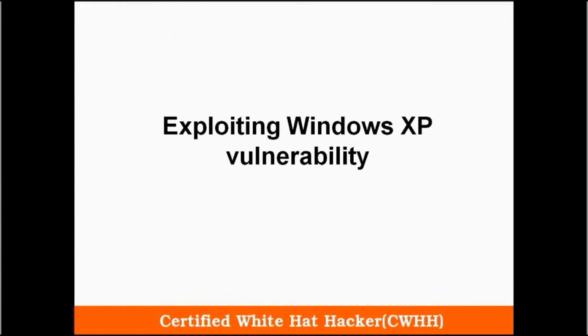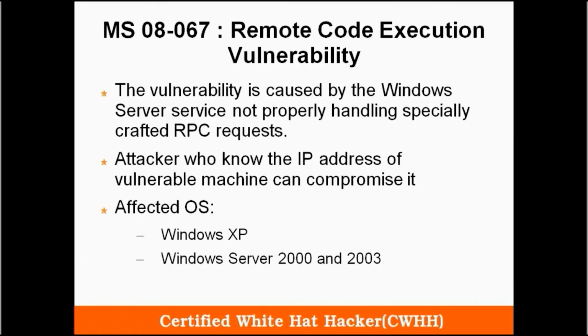So let's see how to exploit a Windows XP vulnerability. So we'll be looking at the MS08-067 remote code execution vulnerability in Windows XP, and the vulnerability is caused due to the Windows server service not properly handling crafted RPC requests. And for this exploit to work, you need to know the IP address of the vulnerable machine, and the different operating systems that are affected are Windows XP and Windows Server 2000 and Server 2003.